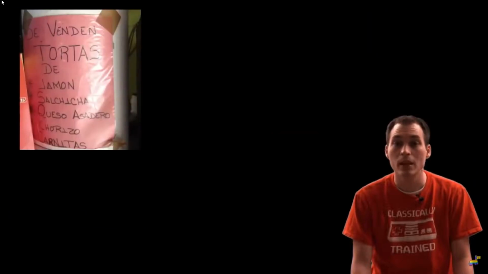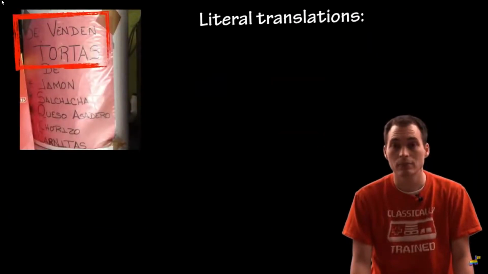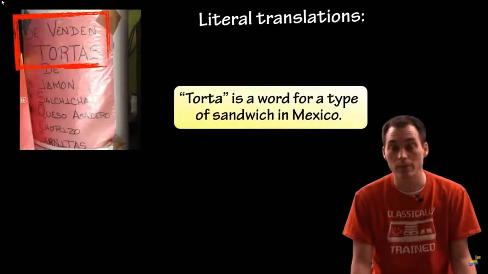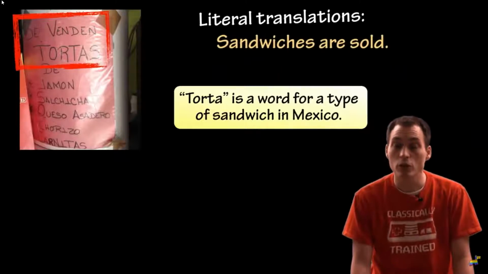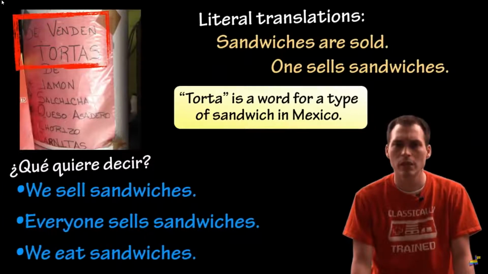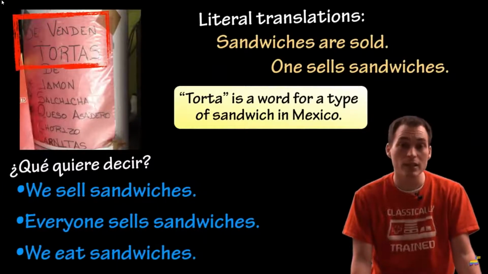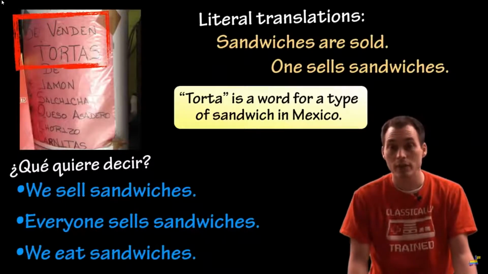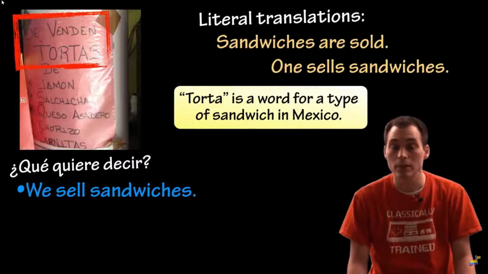Uno más. Se venden tortas. The literal translations here, if you know that tortas are a type of sandwich in Mexico, are "sandwiches are sold," or "one sells sandwiches." ¿Qué quiere decir? Whether we sell sandwiches, everyone sells sandwiches, or we eat sandwiches. Here the people advertising are saying, we sell sandwiches.